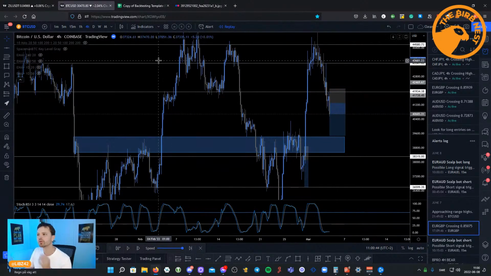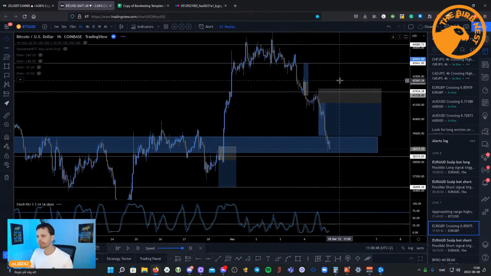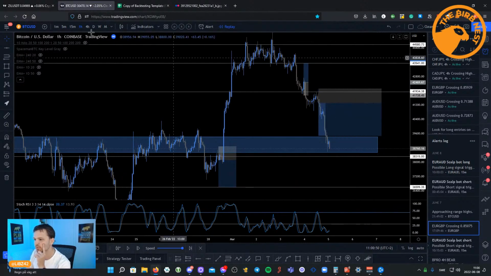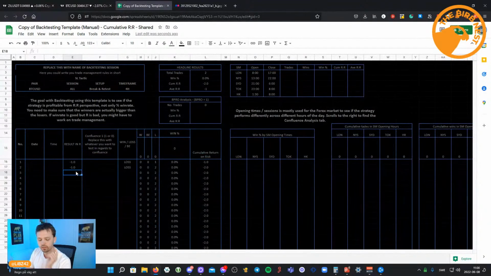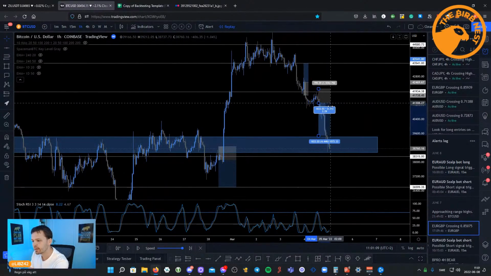So that's 2.29. Let's see how this works. Right, so that's a 2.29 R trade. So we've got three trades, 33% win rate, and we're up slightly. So we are around break even on this right now.